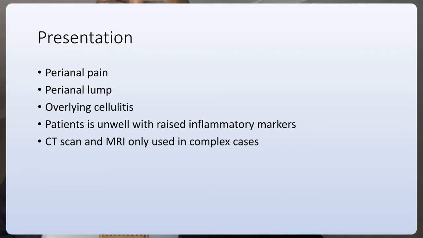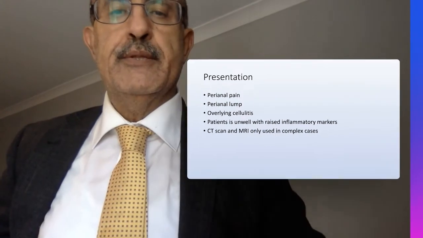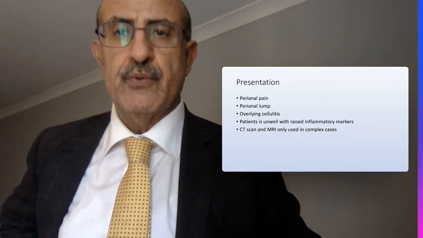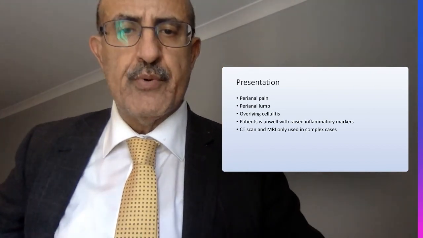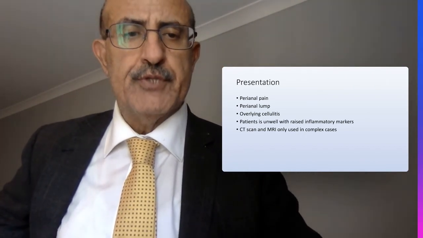Now, we do sometimes utilize CT scans and MRI, and we use that in complex situations, particularly if we think there is cancer or there is a Crohn's disease or there is a complex fistula tract, which will help to delineate the anatomy and helps the surgeon to decide what sort of drainage or operation that particular patient needs.